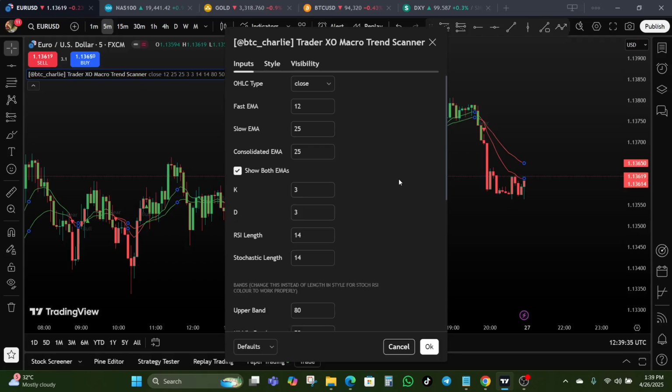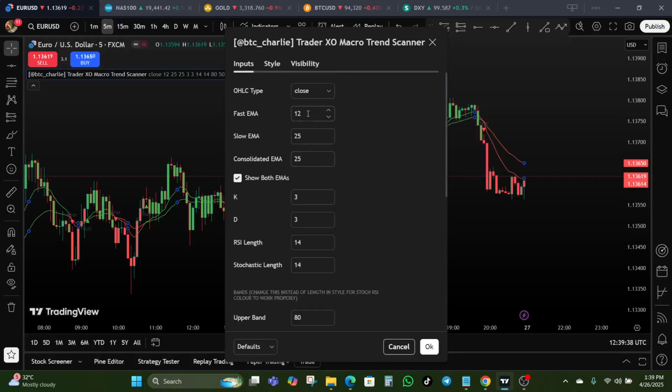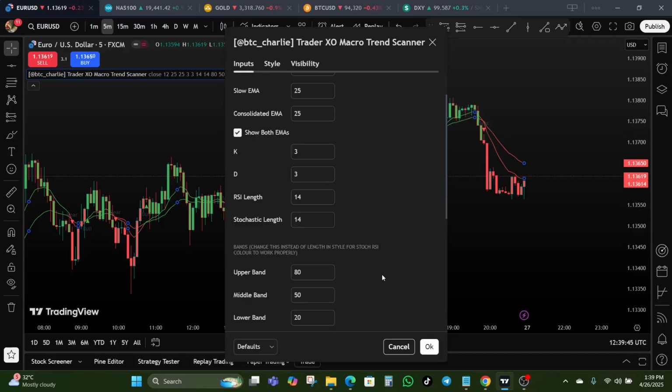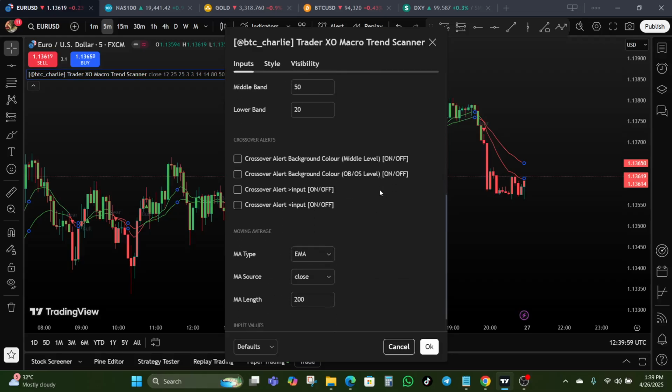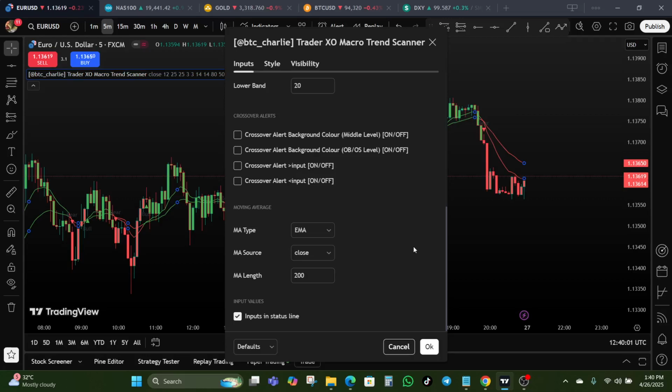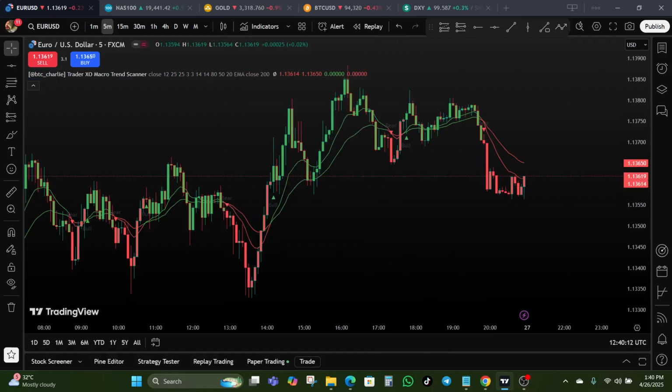And now when I talk about sensitivity, what do I mean? When you reduce the values of these numbers, the values in this fast EMA, slow EMA, KD, and all of that, you can see the combination of the different indicators. When you reduce the values, it usually results in faster signals. But when you increase the values, it usually results in smoother or slower signals. You can also decide to turn on crossover alert, background color, or crossover alert input, and all of that, so you can modify the settings according to your taste, basically.